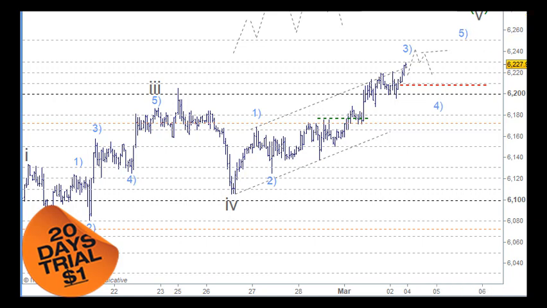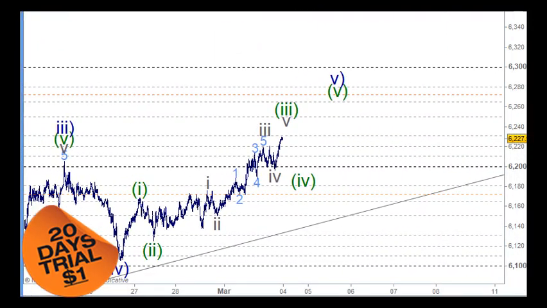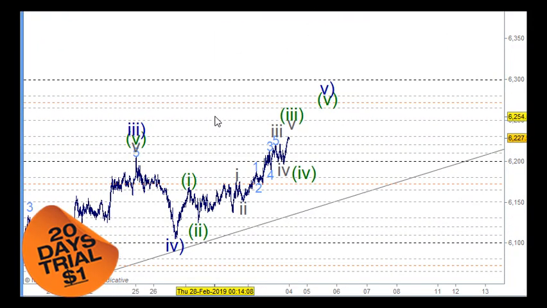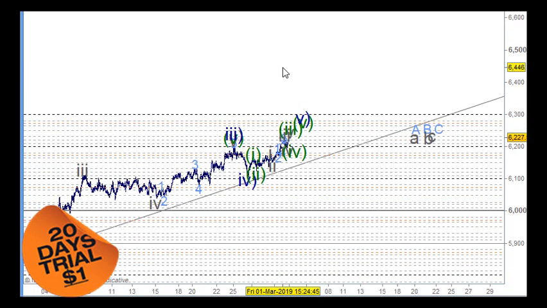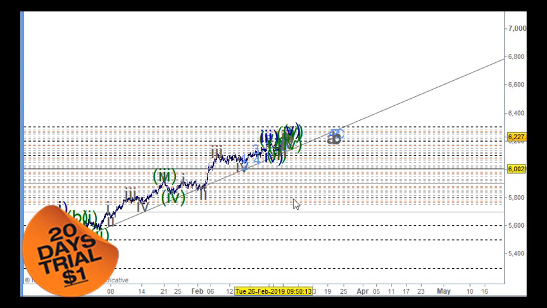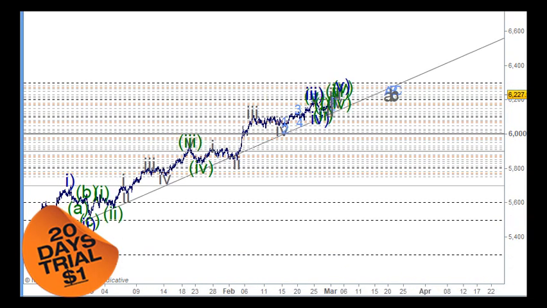I think I might leave it at that, but this is just another count that I've got. This is on 20 ticks, this one. So normally we'd work on 100 ticks. But on this chart here, I followed, I know it's all squashed up and it's very difficult to read, but we'll get there.